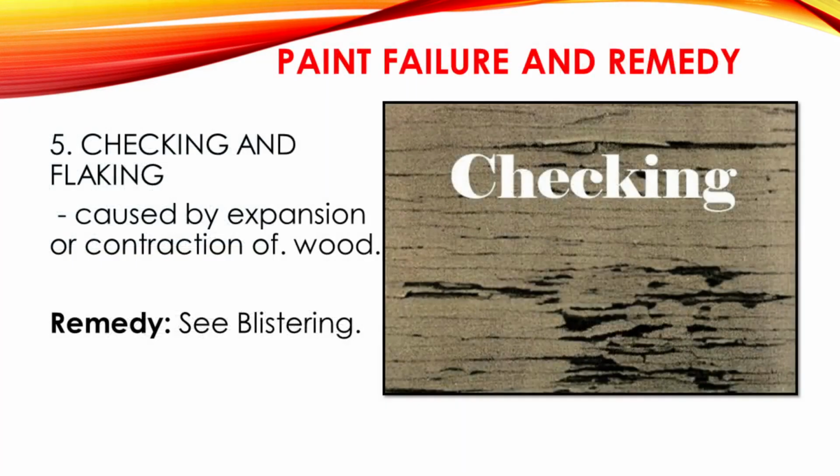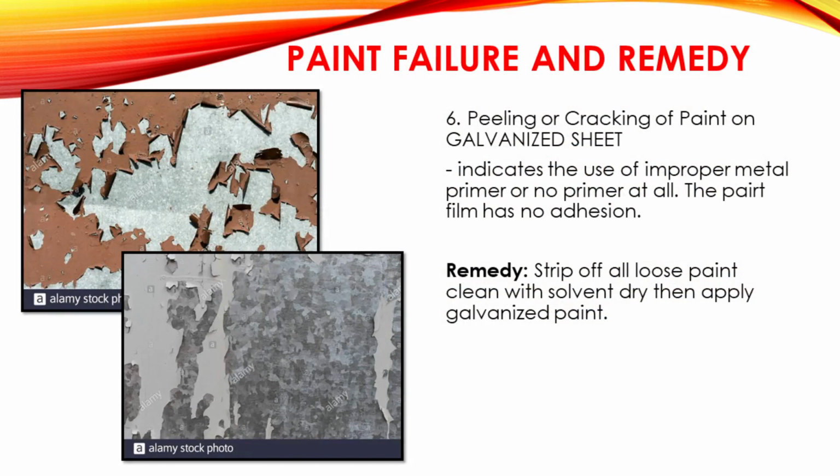Another type of paint failure is the paint checking and flaking. Paint checking are cracks of various lengths and widths that show up in the top coat. It is caused by expansion or contraction of wood. For the remedy, it is the same as with the blistering. You need to find and eliminate the sources of moisture and scuff off the old paint around the blistered area.